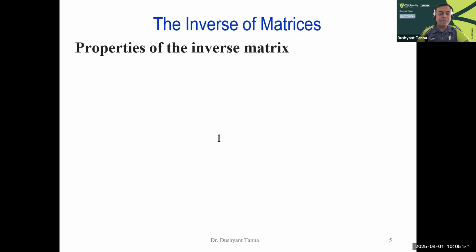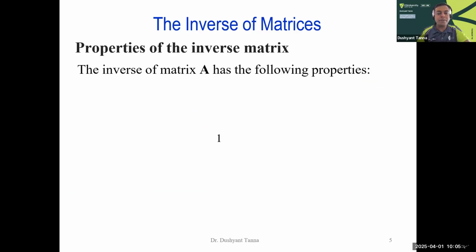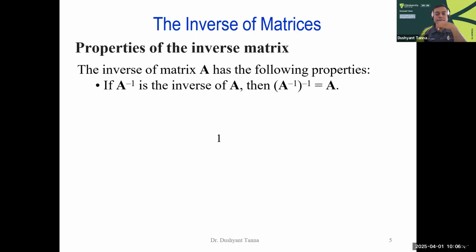Okay, so we dive into some properties of inverse. First of all, a matrix A has the following properties. Number 1: the inverse of A inverse is A. It's similar to many algebraic properties. Negative of negative 2 is 2. One over one over 2 is 2. So division is also getting back to the original number. This is how it works in linear algebra with inverse matrices as well.